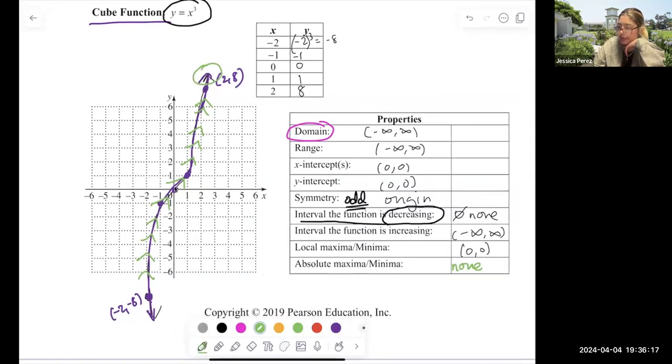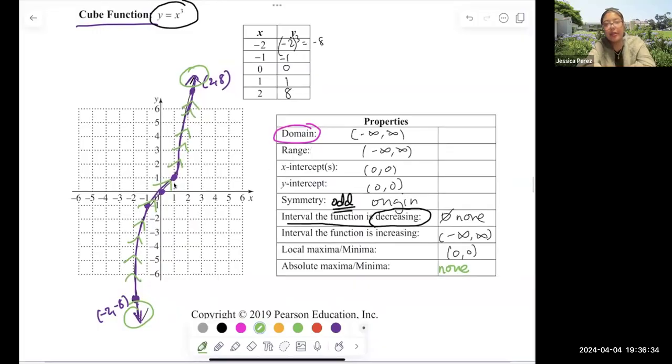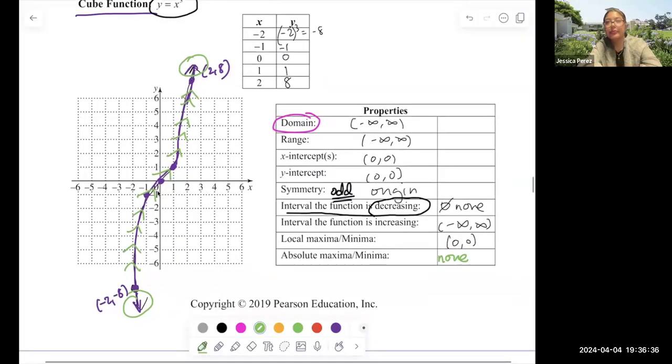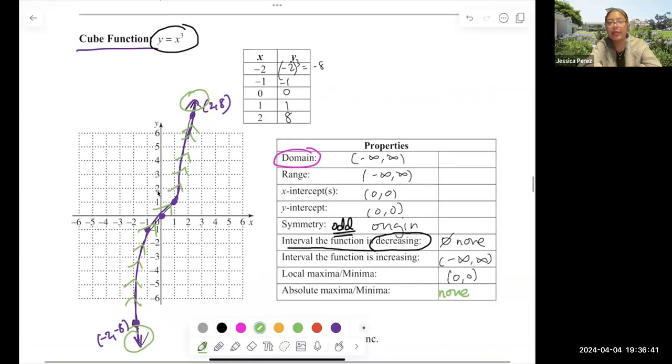So see, look at the arrows. It doesn't have a stopping point. It has many locals. The absolute, you don't have an absolute because this goes on to infinity. The lowest point, the highest point, you don't have one. So there's no absolute maximum or minimum. But you can have a local at 0, 0. Okay. So that is a cubic function. You have symmetry against the origin because it's an odd function. Those are our x-intercepts, our y-intercepts, the domain, and the range.